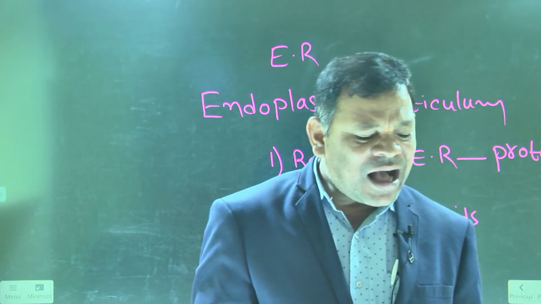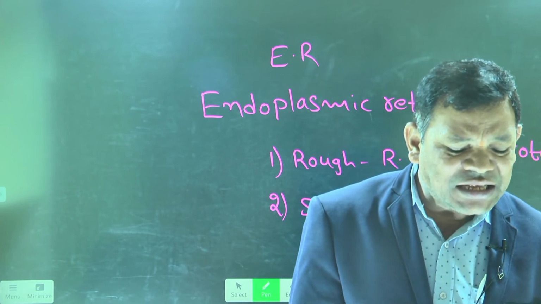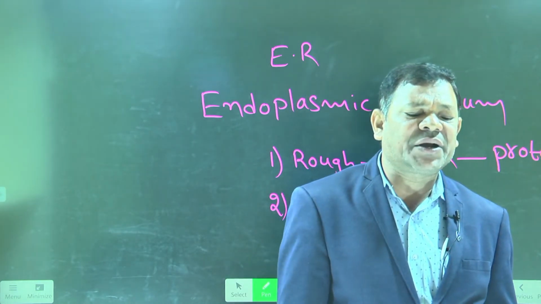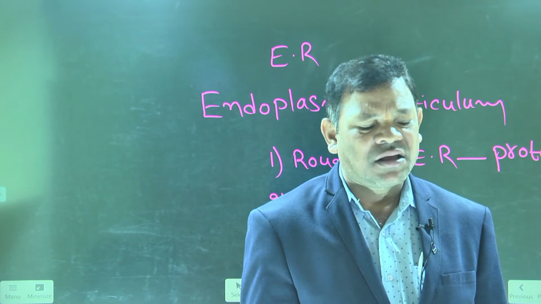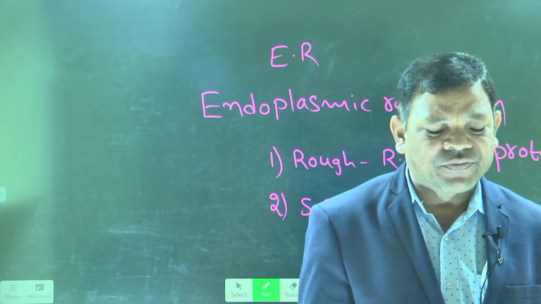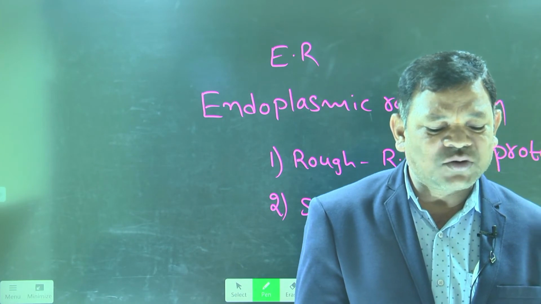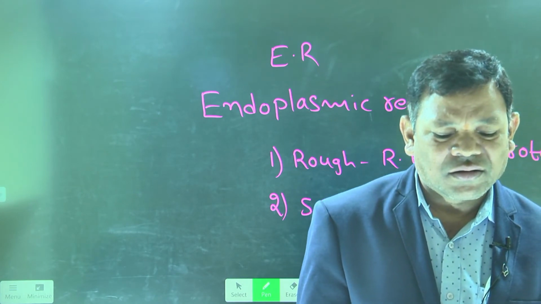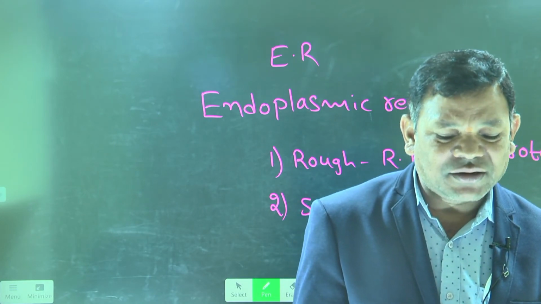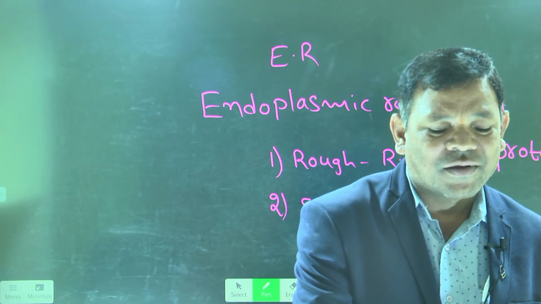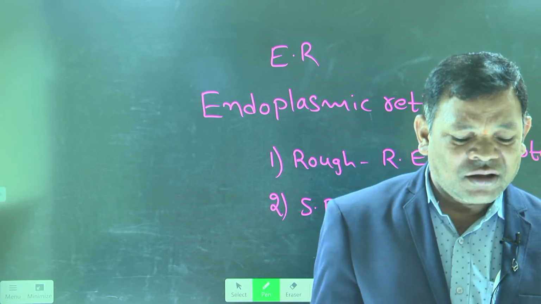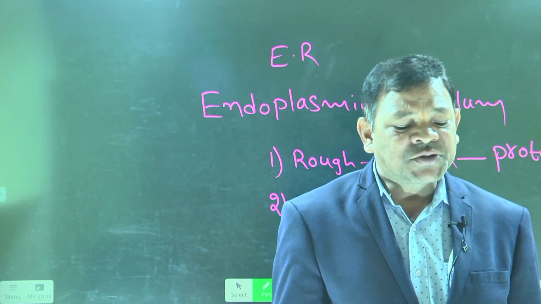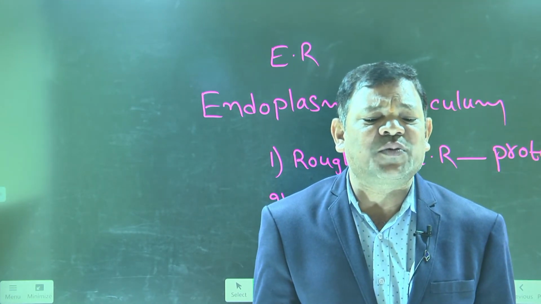Next, the Golgi apparatus. This is also a double membrane structure. Who discovered the Golgi apparatus? Camillo Golgi. Which year? Just a minute. Camillo Golgi discovered the Golgi apparatus, in 1898. Okay, next. Which cell organelle is known as the post office of the cell?